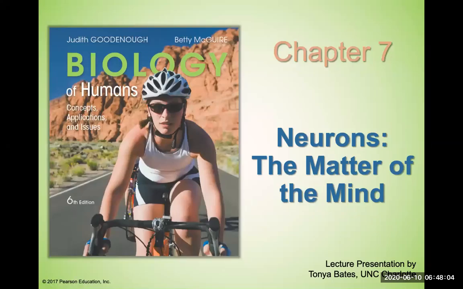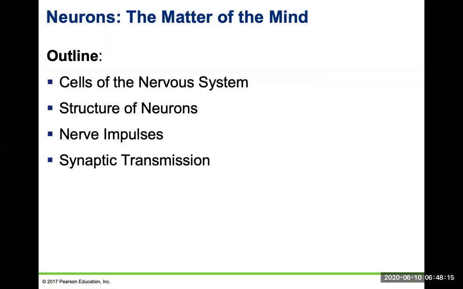So the next three chapters, 7, 8, 9, will be on the nervous system. And today, right now in chapter 7, we'll just be talking about neurons. And neurons are just the typical nerve cell in the nervous system. So we'll look at general cells of the nervous system, the structure of neurons, and then a little bit how nerve impulses travel throughout these nerve cells.